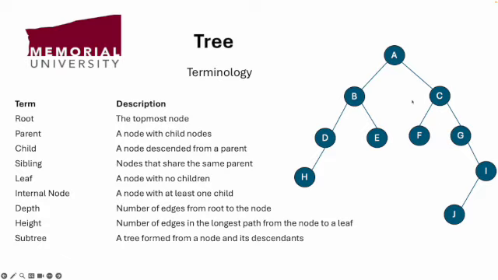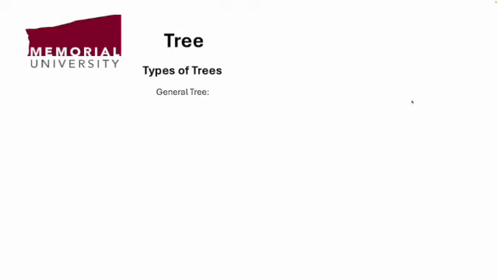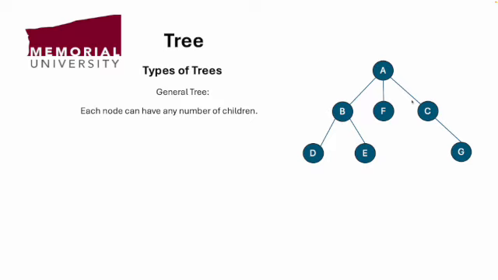Okay. Types of tree. There's a lot of types of tree. Today we focus on the general tree, very general tree. What's a general tree? Each node can have what? Any number of children. That's a general tree. Okay? For example, this is a general tree, right? So A have what? 3 children. Okay? There's a lot have more.